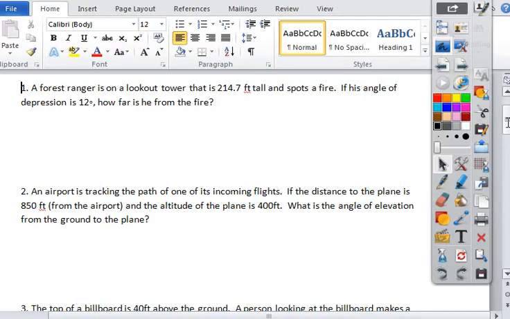On every one of these, we're going to draw our triangle first. In this one, it says the Forest Rangers lookout tower is 214.7 feet tall. Where does that go? If it talks about tall, where does that almost always go? The side going up and down. So 214.7 will be over there.